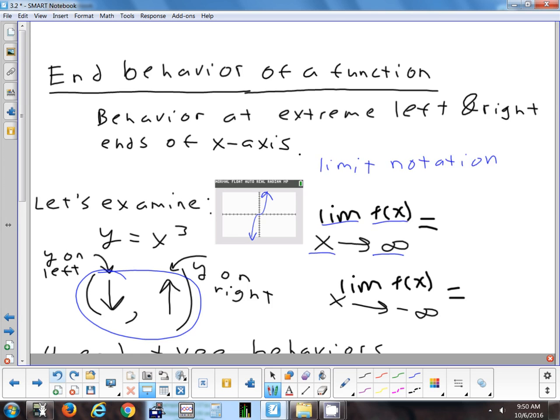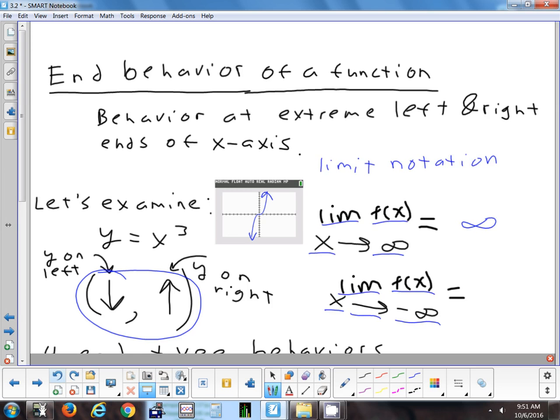So let's see if we can answer it for this one. What's happening to my y values as x heads towards the right? What's happening to my y values? Yeah? They increase at a greater rate. And what are they approaching? They are approaching infinity much faster than x is approaching infinity. Yeah. So what's happening is as x heads to the right, my y values are approaching infinity. Now, what's happening to y as x is heading to the left?